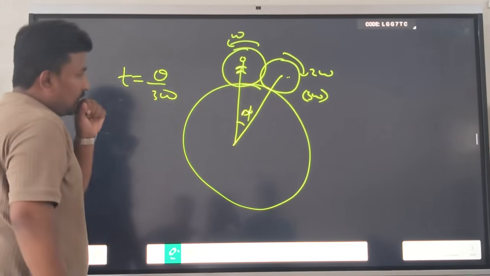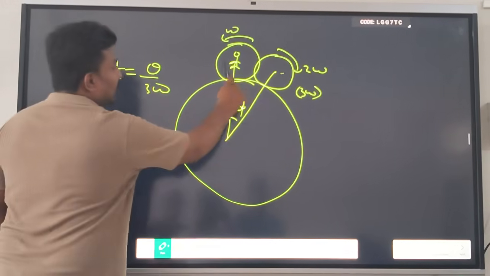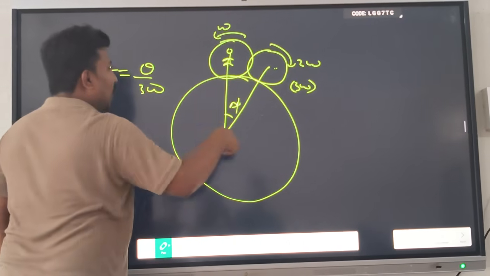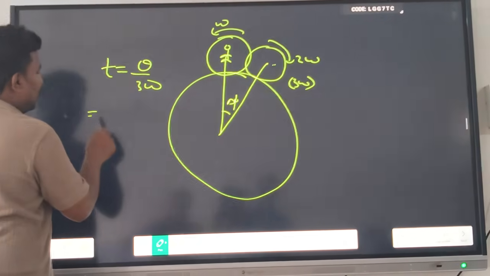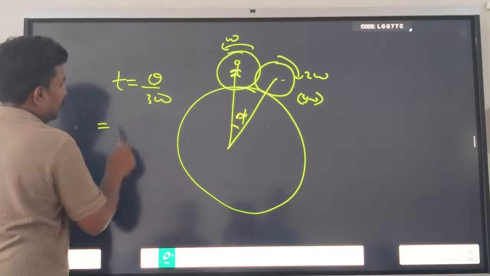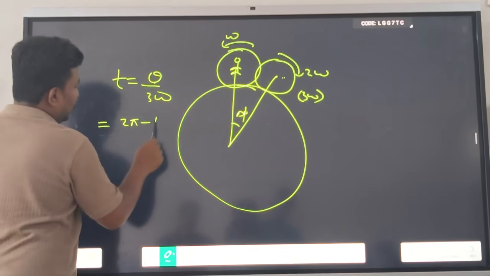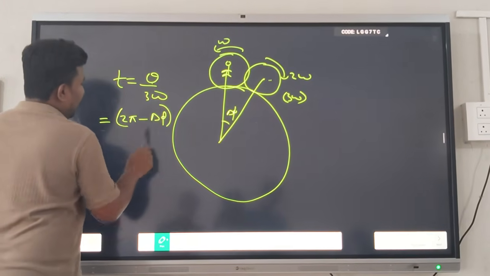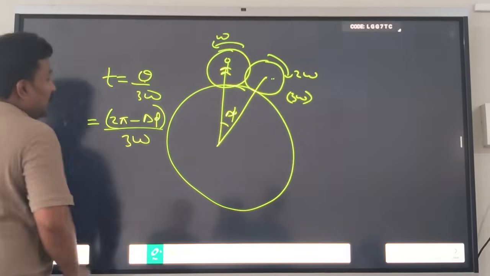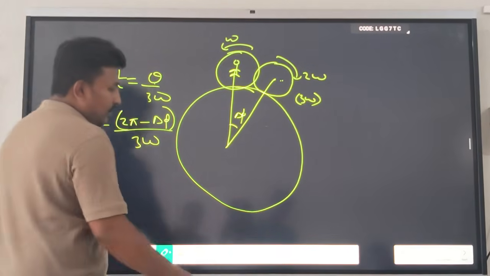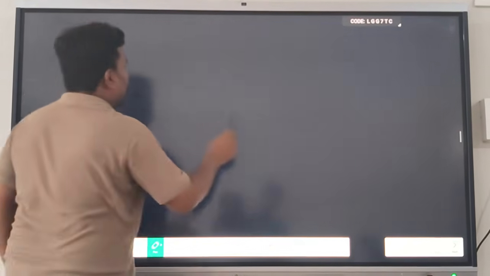So how much angle is rotated here? If this initial gap was not there, it would be 2 pi angle, but there is a delta phi initially. So my answer for time will be 2 pi minus delta phi divided by 3 omega. Now how to find this delta phi? So let us find the delta phi.